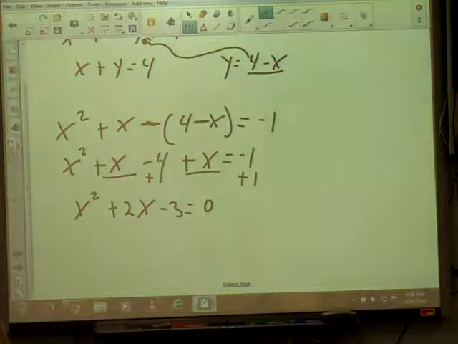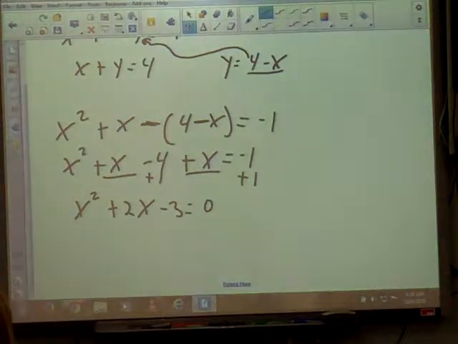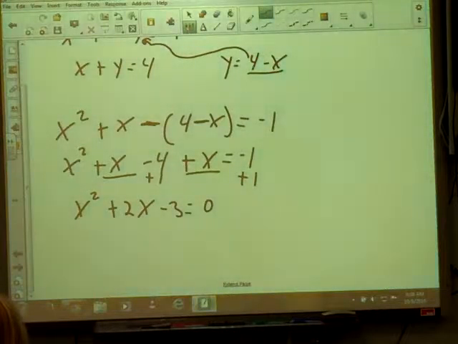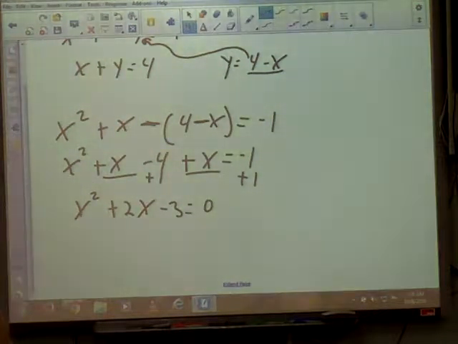Now I'm ready to combine like terms. That x squared does not have a like term. Powers have to be the same to be like terms, so I'm just going to bring that x squared down. But then I've got an x and an x, so that's 2x. I'm going to go ahead and do this right now too. I'm going to add 1 and add 1, so that's minus 3.